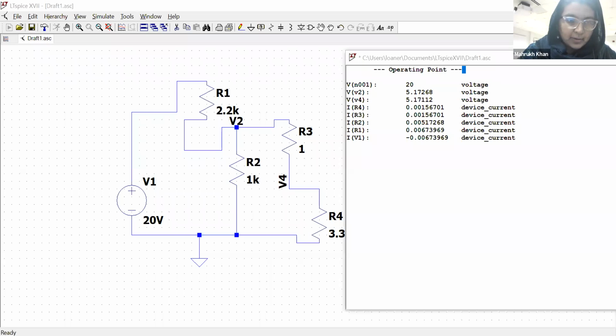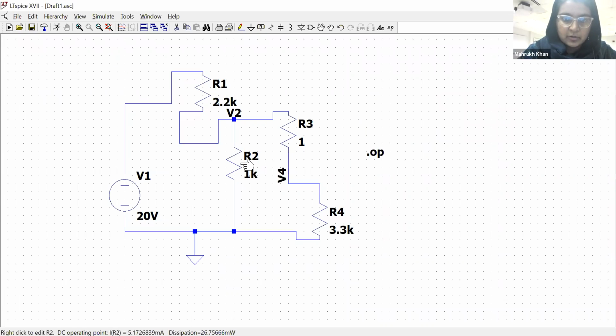Okay, so one more question in here was: if R2 is greater than R3, replacing it with 1 mega ohm, what will happen?